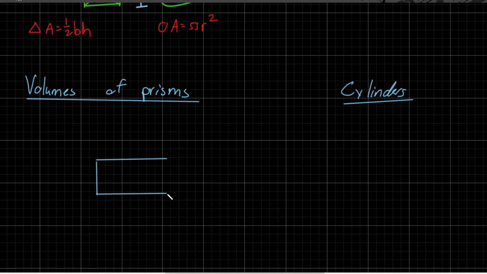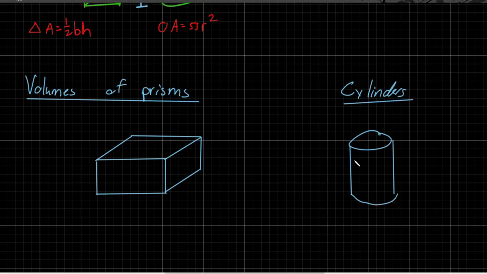Draw a rectangular prism. Rectangular prism. And a cylinder. Wait, draw slow. Okay, I will slow down. Okay, we're talking about volume. We get our volume from what our bases are. We need to know our bases in both problems.